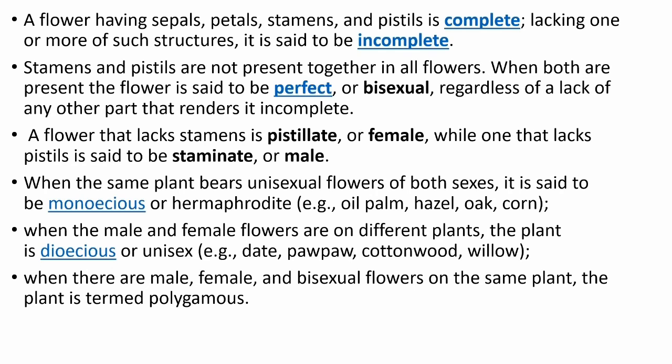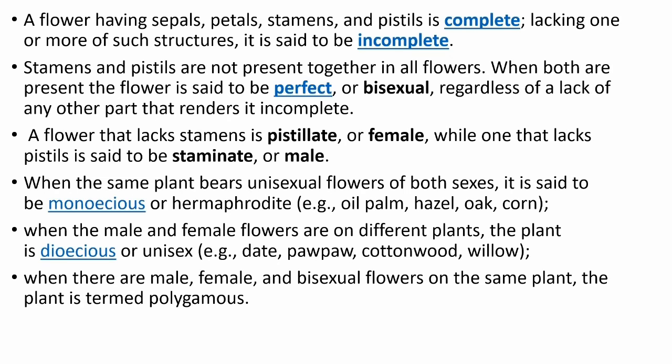Then a flower that lacks stamen is referred to as pistillate or female, while the one that lacks the pistil is referred to as staminate or male. So when a flower lacks the staminate and contains only the pistillate, that is the pistil, we refer to it as a female flower. Then when we have a flower which lacks the pistillate and contains only the stamen, we refer to it as a male flower.